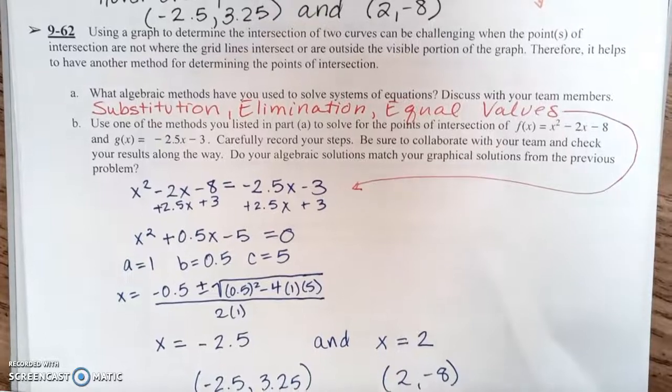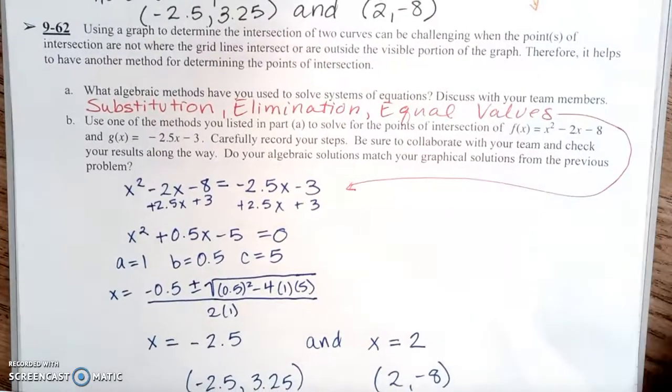I'll go back up. 62 says, using a graph to determine the intersection of two curves can be challenging when the points of intersection are not where the grid lines intersect or are outside the visible portion of the graph. Therefore, it helps to have another method for determining the points of intersection. What algebraic methods have you used to solve systems of equations? Discuss with your team members.